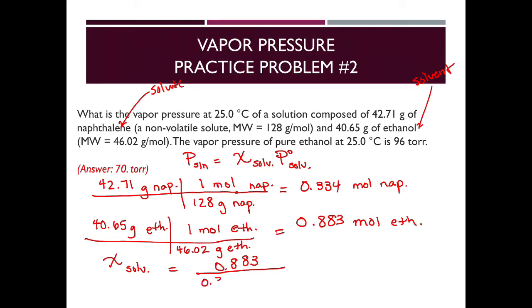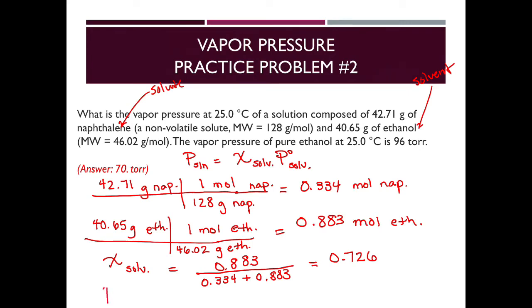So 0.334 plus 0.883. And that will get us 0.726, which is the mole fraction of our solvent. So again, it's moles of ethanol over total moles.